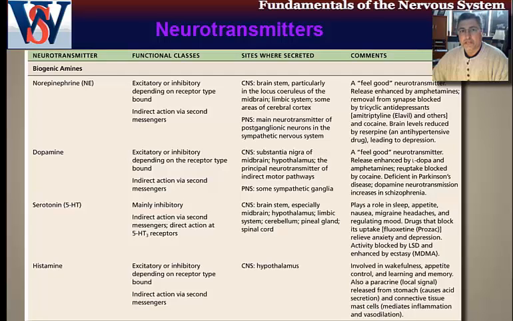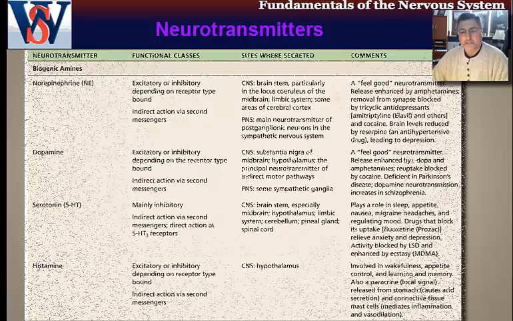And then finally, we've got histamine associated with the biogenic amines. That is an indolamine. And histamine, if we find it in the immune system, is associated with inflammation. When we find it as a neurotransmitter, it's going to be important in wakefulness, appetite control, and learning and memory in the central nervous system.